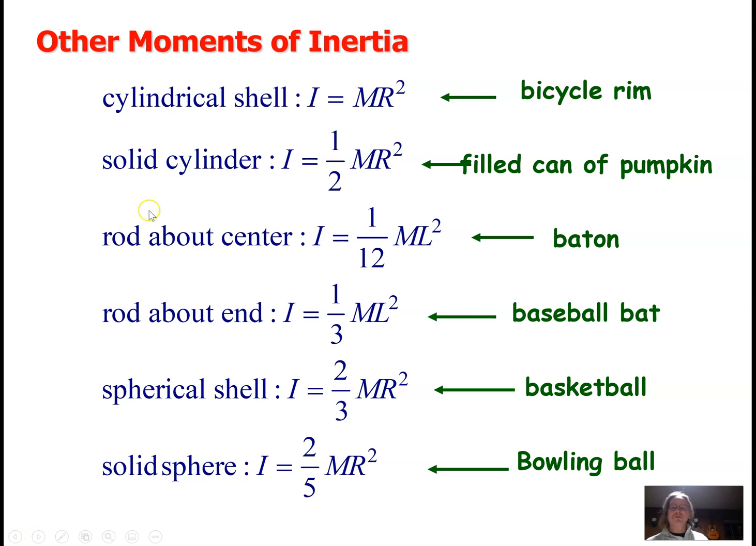So these are some examples. Your cylindrical shell, like the bicycle rim, all the mass is near the outside, mostly. There are spokes. Solid cylinder, filled can of pumpkin, because it's pretty solid throughout. Baton, it's spinning around the middle. Baseball bat, it's spinning around one end. That's why it's the 1/3. The mass of the bat times the length. This is the entire length, not the radius like these. Basketball, that's the radius of the basketball. It's hollow in the middle. And of course, like your bowling ball, solid in the middle, the 2/5. That'd be a lower moment of inertia.